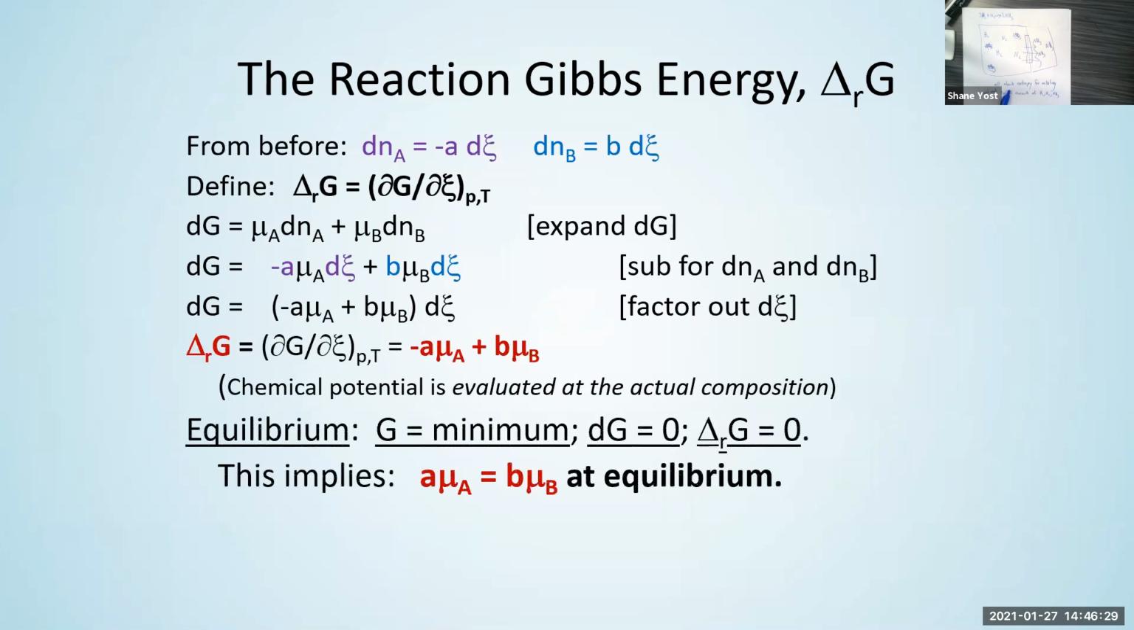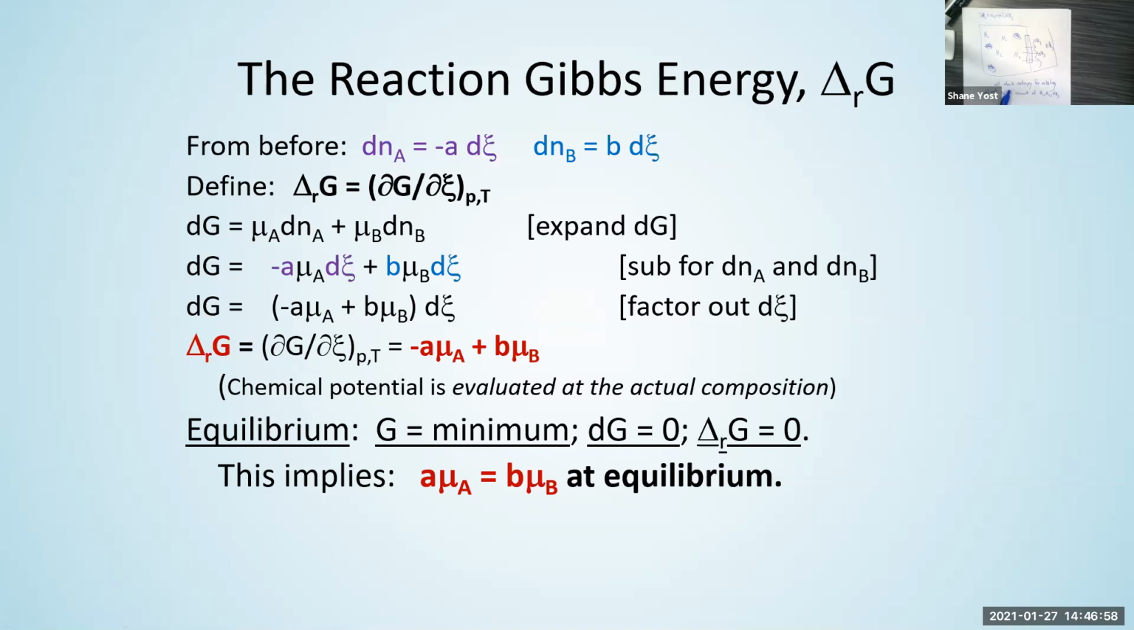So at equilibrium, this change in free energy of the reaction is equal to 0, which tells us that at equilibrium the chemical potentials of our reactants equal the chemical potentials of our products multiplied by their stoichiometric coefficients. And this is true if I had more reactants and more products. It would be a mu A plus c mu C for the reactants, if C was a reactant, equals b mu B plus d mu D or something like that if D was a product.